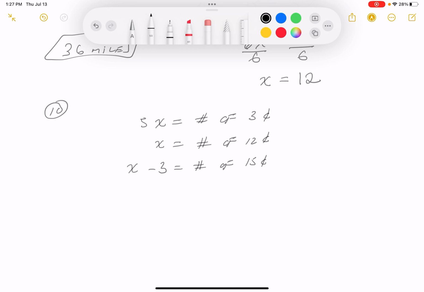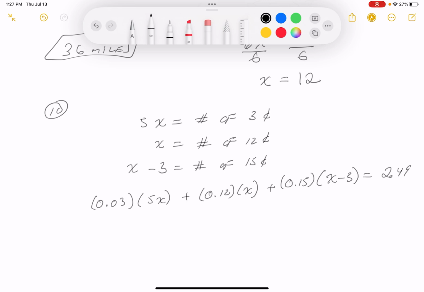Well, let's write this down. So it's going to be 0.03. How many 3-cent stamps are there? 5X. Plus 0.12 times X. That's the money from the 12-cent stamps. And then what are you going to get? 0.15. This is the money from the 15-cent stamps. X minus 3. What does that equal? $2.49.